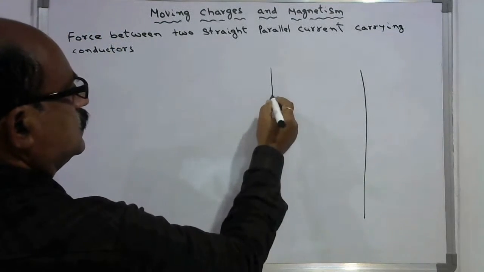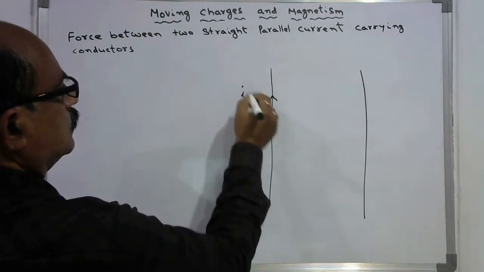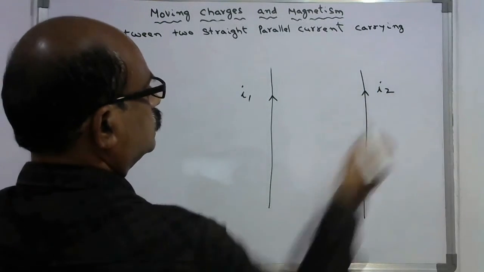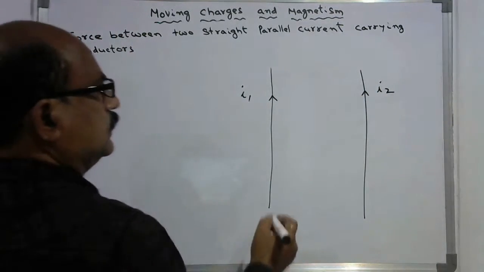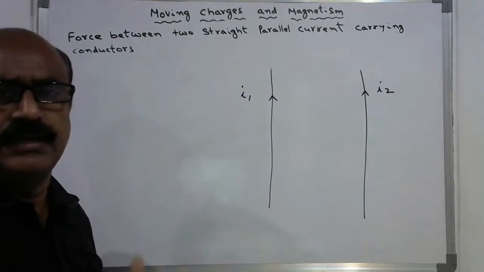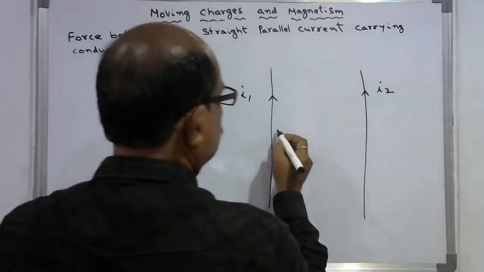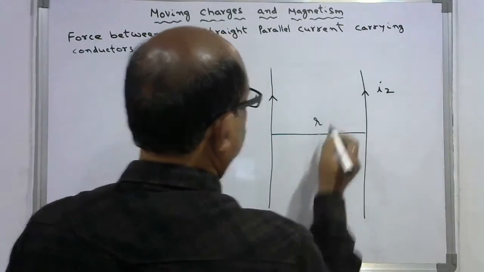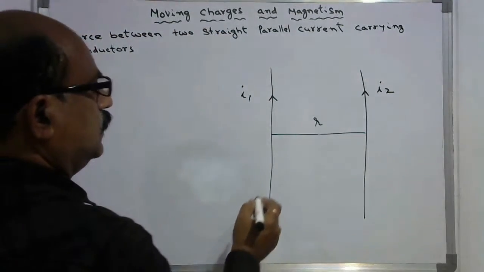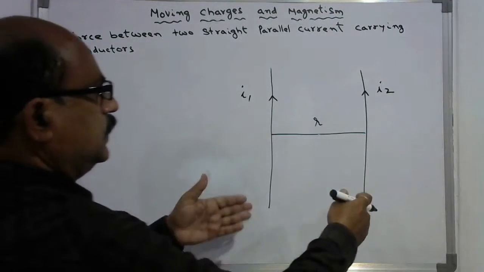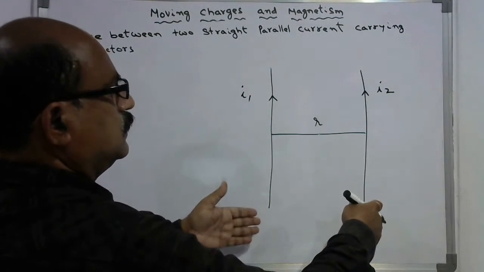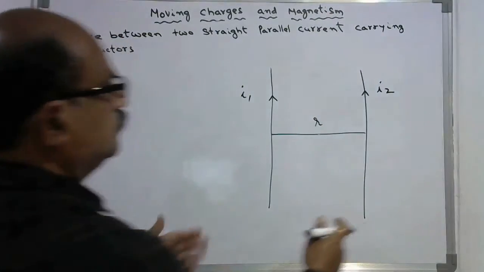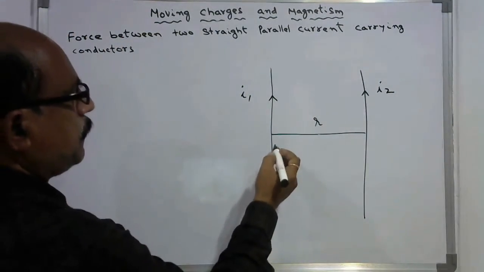Say the current in this conductor is I1, current in this conductor is I2, and the length of each conductor is L. The distance between the two conductors is R. Now, if the current I1 and I2 are flowing in the same direction, then what happens?